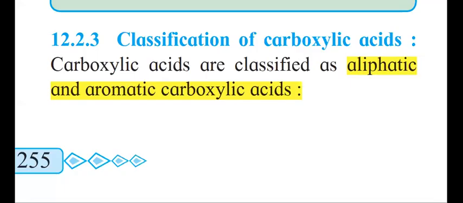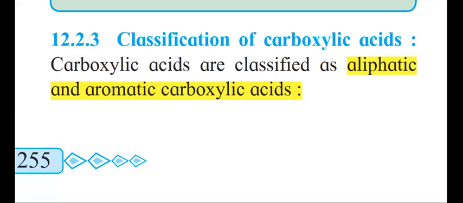Hello friends, during the last video we have seen the introduction to aldehydes, ketones and carboxylic acids, and then we have seen the classification of aldehydes and ketones. Today we will see the classification of carboxylic acids.